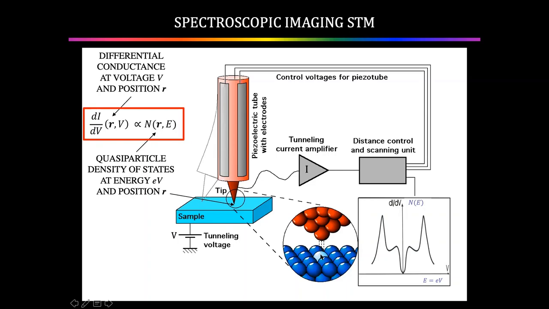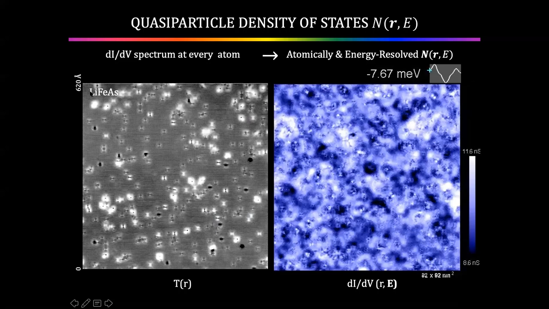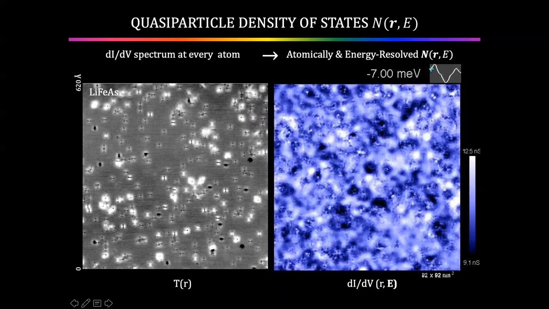So for spectroscopic imaging, what you do is you measure dI/dV at position R, at this atom, as a function of V, and that gives you the density of states at this atom as a function of E. But then you want to do it at every atom. So here's lithium iron arsenide. There are some 10,000 lithium atoms in this field of view. Each fine dot there is a lithium atom. You measure the dI/dV spectrum at every location. You get an atomically resolved, energy-resolved map of the density of states. So it's different at every energy. When I run this movie, time is energy. So as time is changing, the energy is changing. In the same field of view, the density of states is very different at different energies.